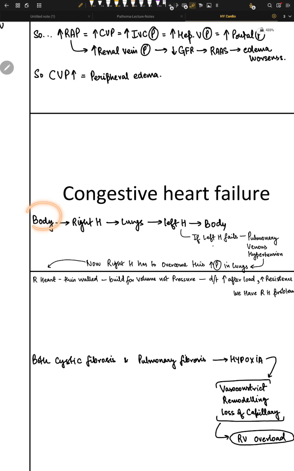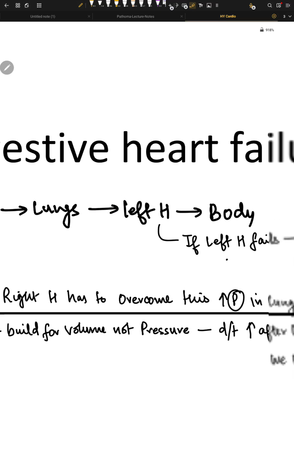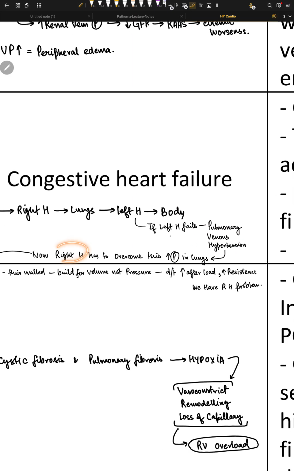So what's the idea here is that we have the body, right? Usually the blood moves from the lungs to the left heart, and then the left heart pushes the blood into the body again. Left heart pushes the fluid inside the body. Now if the left heart fails, pulmonary vein hypertension happens. This is the pulmonary vein, right here. Now once this happens, the right heart has to overcome this increased pressure in the lungs, the pressure that was created due to failure of the left heart.